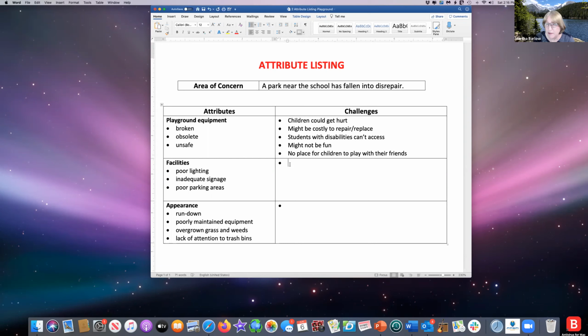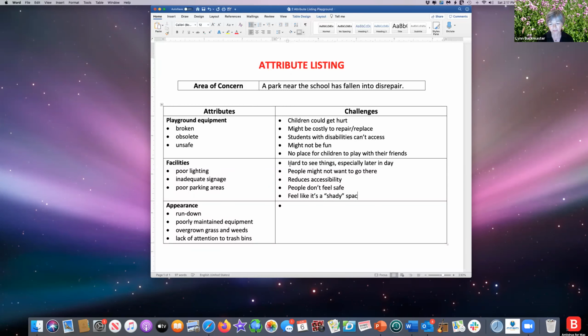Hard to see things, especially later in the day. People might not want to go there. Reduces accessibility. People might not feel safe, feeling like it's a shady place. There could be car accidents if there's not enough parking. Okay, that one. We'll go on to the next one.